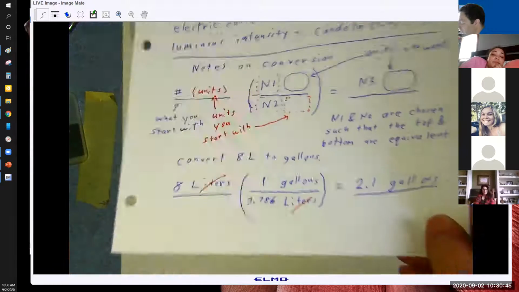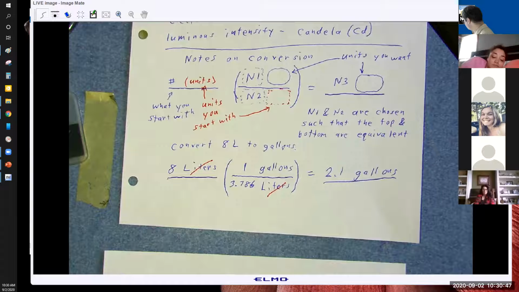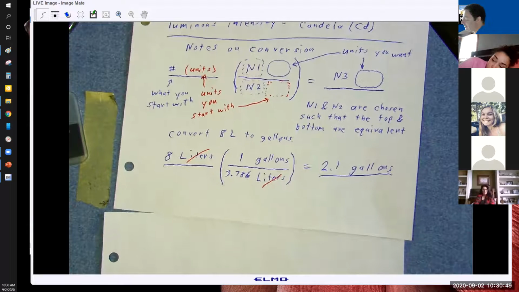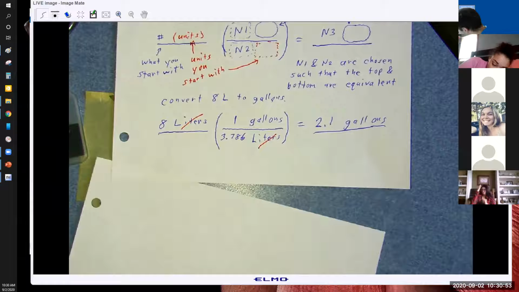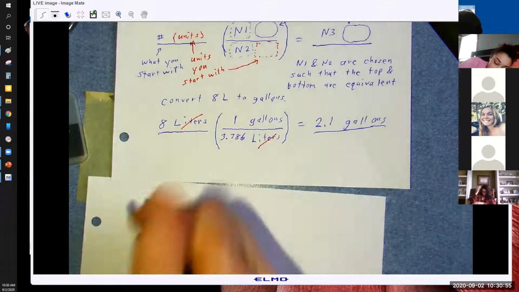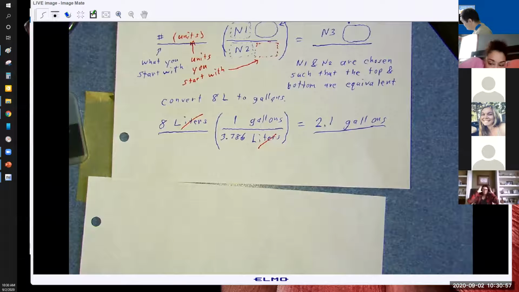So those are converting between, so that kind of makes sense, right? You've got different units, you've got to convert between them. This is a way you do that. I want to do a few more things on measurements.